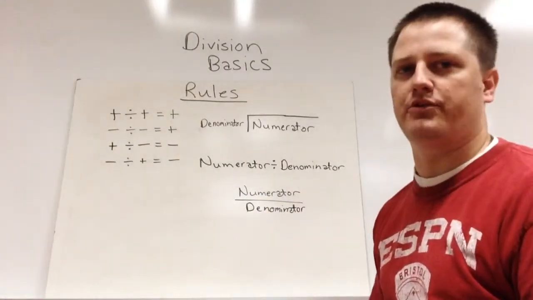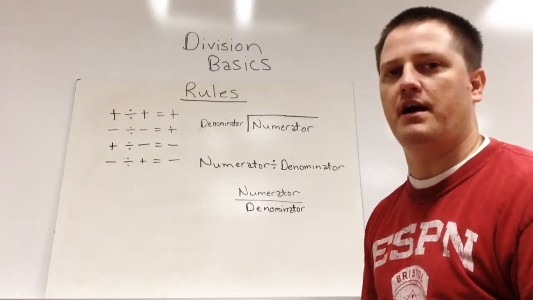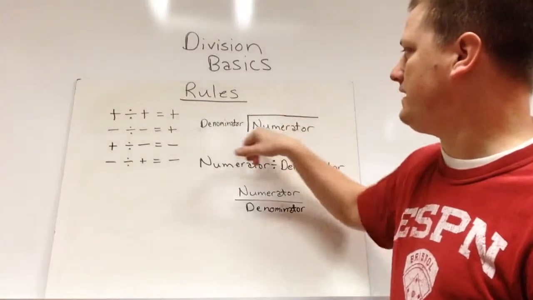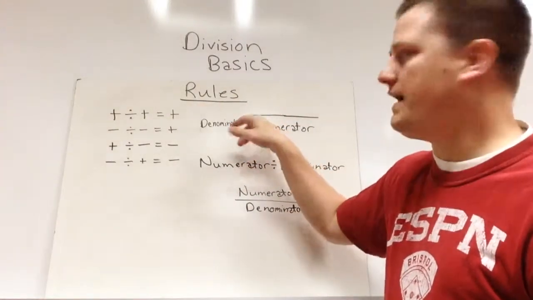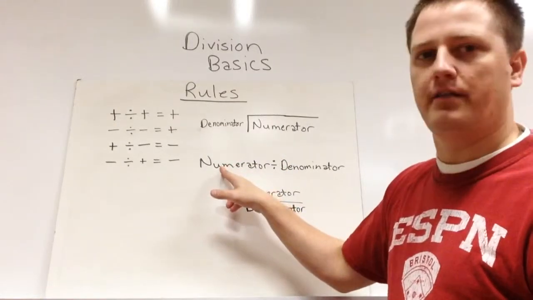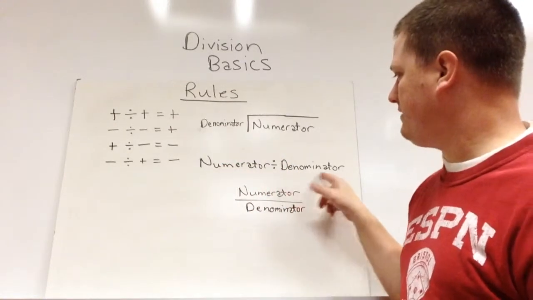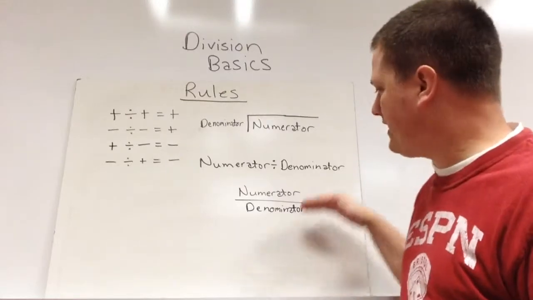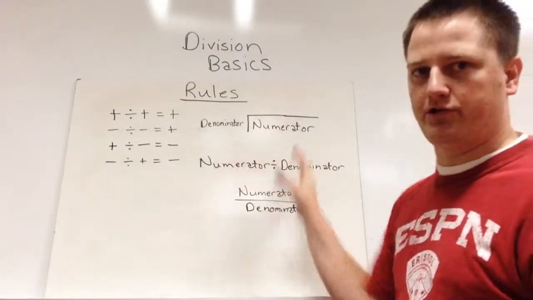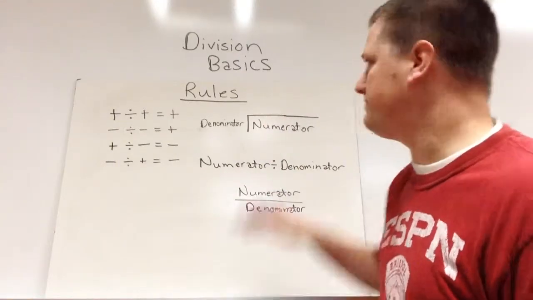The next part of the rules is just being able to understand how these things look. So this is the longhand division box. The numerator will go inside, denominator outside. Numerator on the left, division sign, denominator on the right. In a fraction, numerator on top, denominator on the bottom. So we should be able to switch between these three versions.